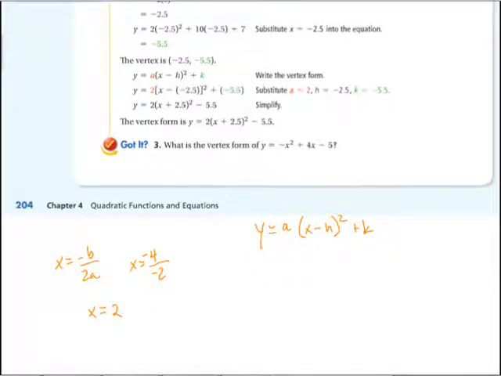So already I can write down a couple things. Y equals, the a is the same, so that's negative. So I know that's there, and it's positive 2, so I know that that's x minus 2 squared. We're just looking for k now.